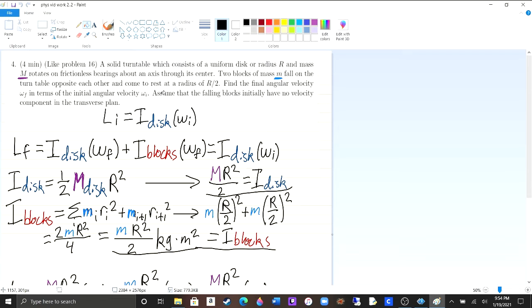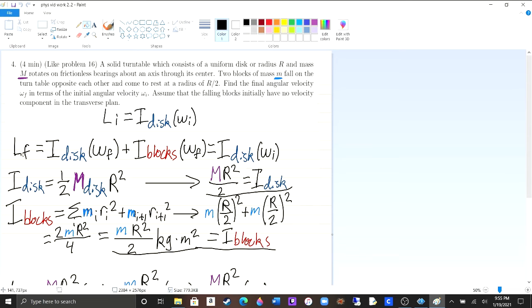So we have our angular momentum, which is represented with L, and this is our initial angular momentum, which is before the blocks hit it. So our angular momentum is equivalent to the inertia of our disk times the speed that it's rotating at, which is the angular velocity. You multiply those together, and that gives you your angular momentum.